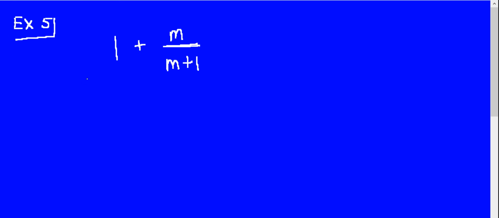Example number 5. Okay. I just have the 1. What's the denominator of any whole number? It would be 1 over 1 in this case, if I want to look at it that way. And then how do I get the denominators to be the same? I have to multiply this 1 by m plus 1. And if I multiply the denominator by m plus 1, I have to multiply the numerator by m plus 1.